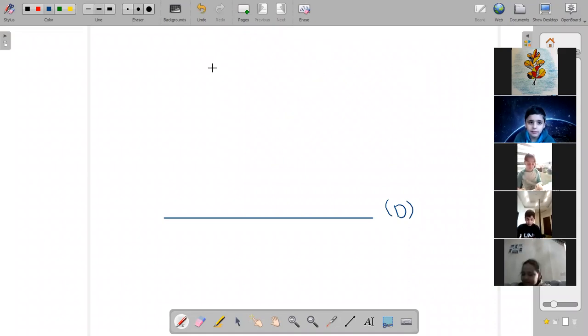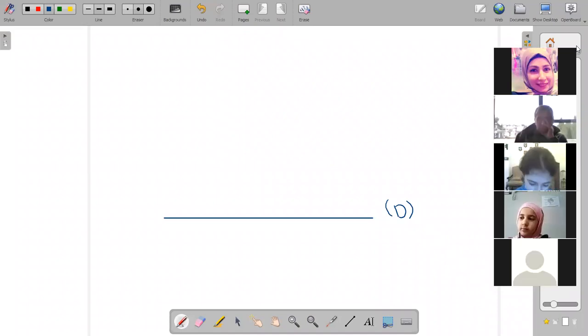So on a draft paper, Aya, please put the draft paper in front of you, set square and ruler. Let's place 4 points at a distance 2 centimeters. I will write the question here.